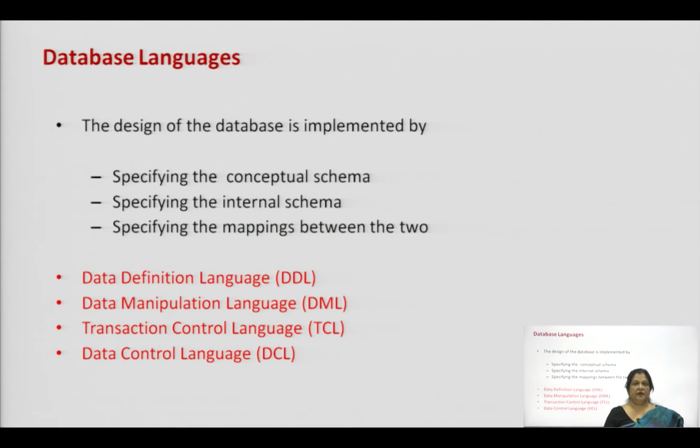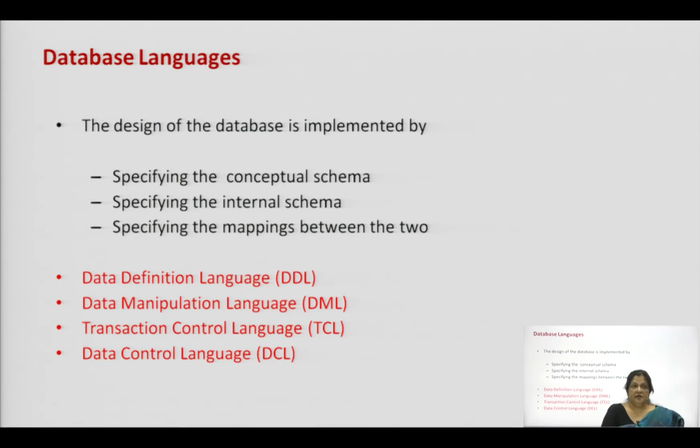The next topic that we will cover is database languages. The design of a database is implemented by specifying the conceptual schema. That means we need to define the conceptual schema, we need to specify the internal schema, and we need to specify the mapping between the conceptual and the internal schema. In other words, for the design of a database, we need to define all the schemas at the conceptual level and all the schemas at the internal level and the mappings between these two.